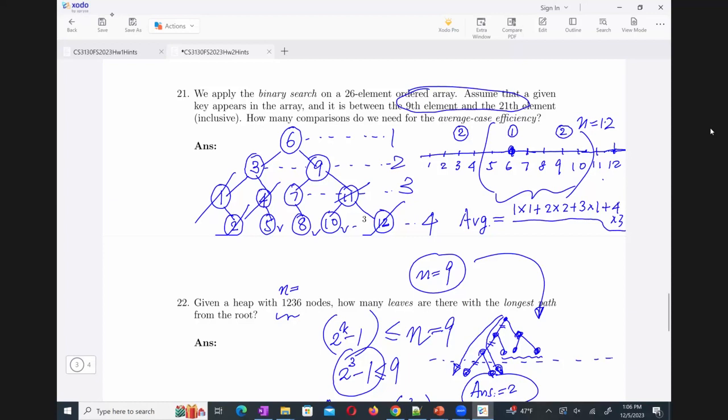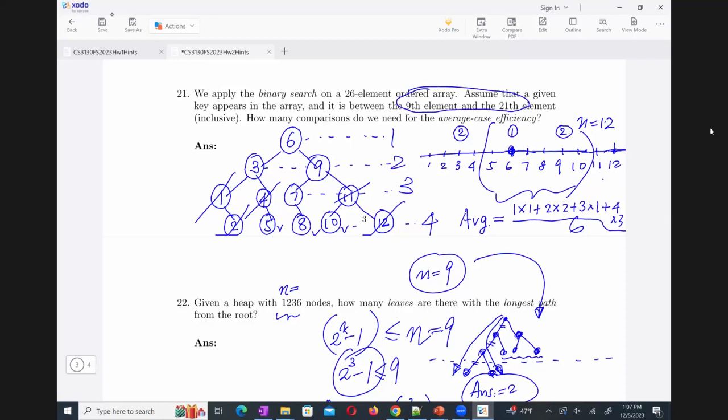Total number of nodes, 6, right? Because you count the number of elements in the range. There are 6 elements, so the denominator is 6. The numerator: number of comparisons, how many nodes, multiply together. Next term, number of comparisons, count number of nodes, multiply together.